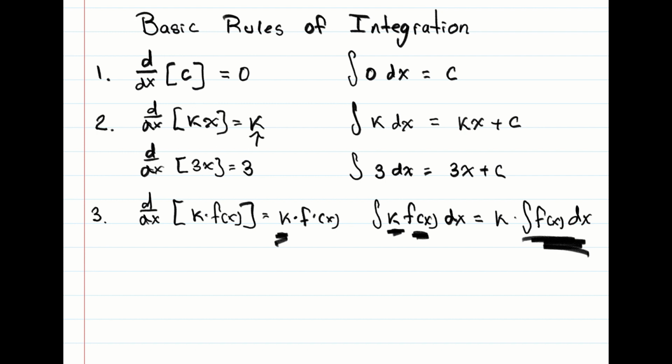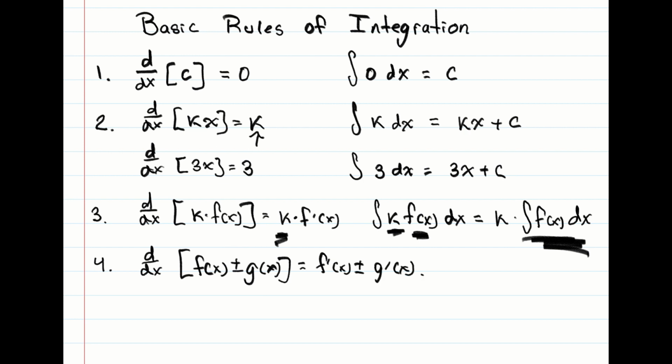Property number 4. If we take the derivative with respect to x of the sum or the difference of two functions, we knew that it was going to be f prime of x plus or minus g prime of x. Well, what is the integral equivalent? It's the same thing. The integral of f of x plus or minus g of x with respect to x is the sum or difference of the integrals.